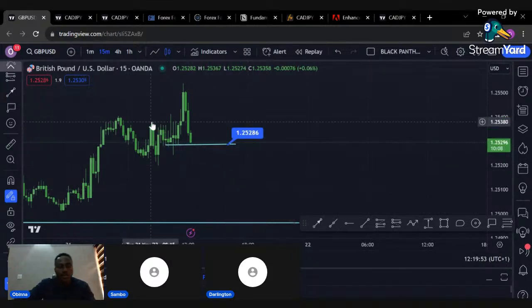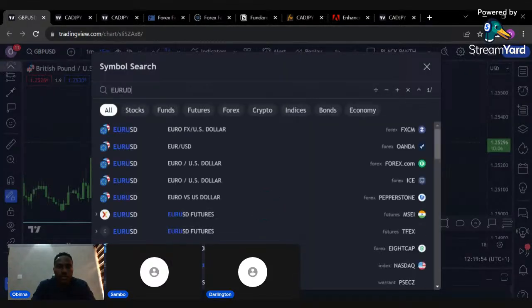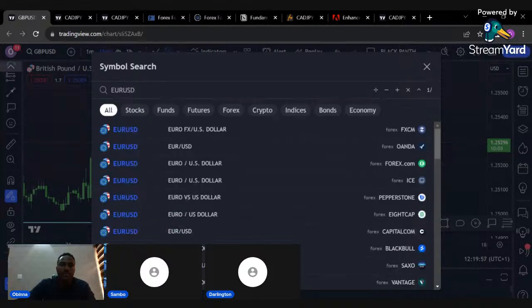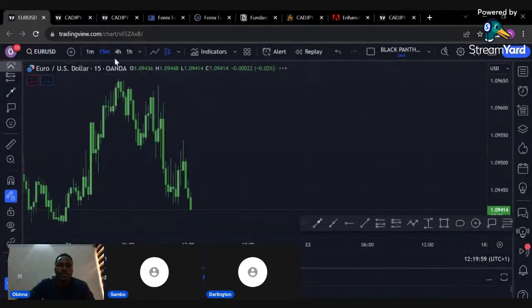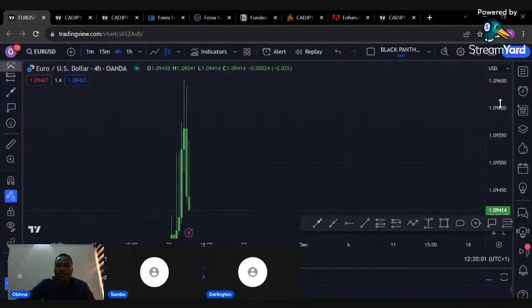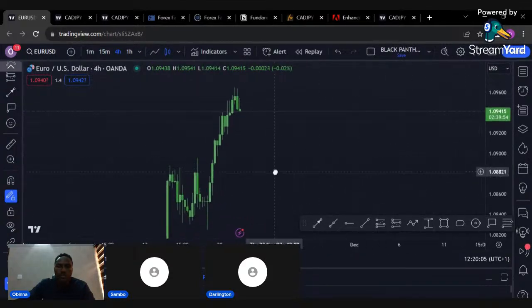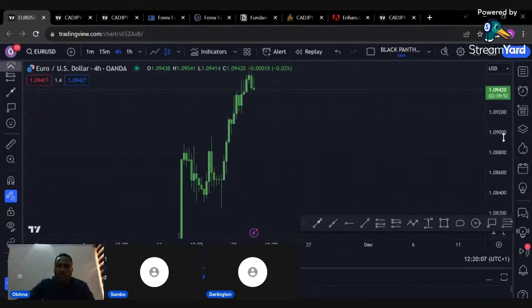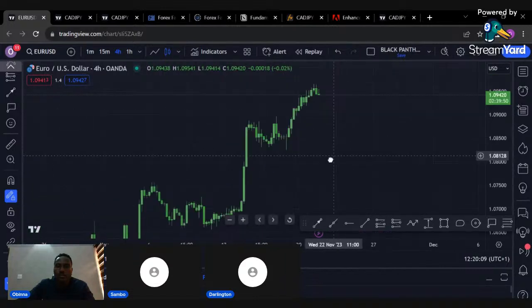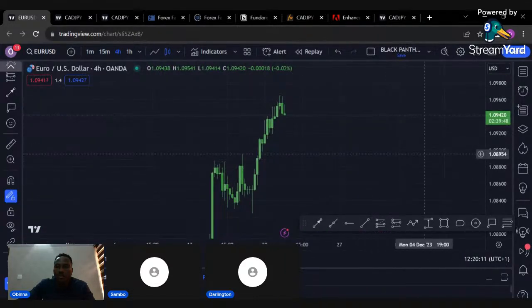So someone said Euro USD. Let me just quickly look at the Euro USD. So Euro USD is in an uptrend.